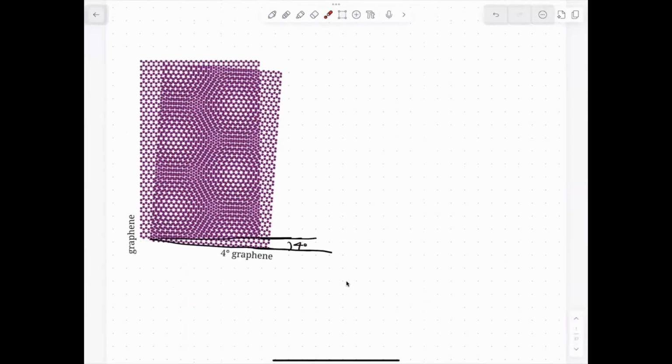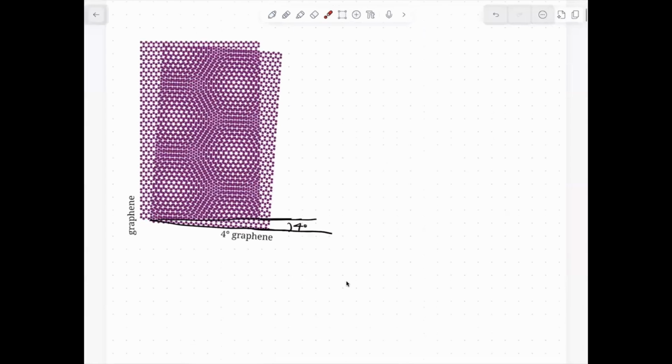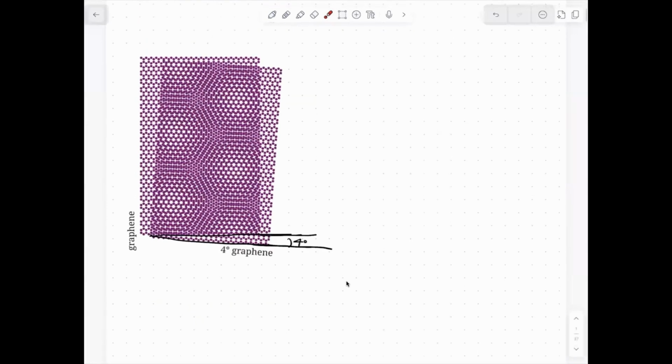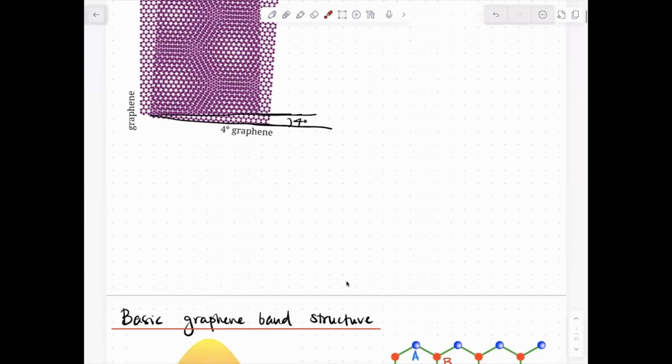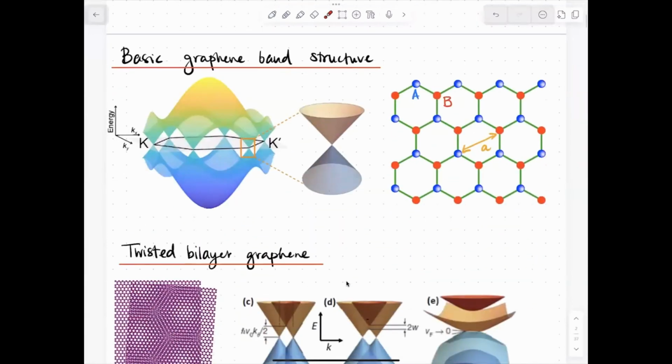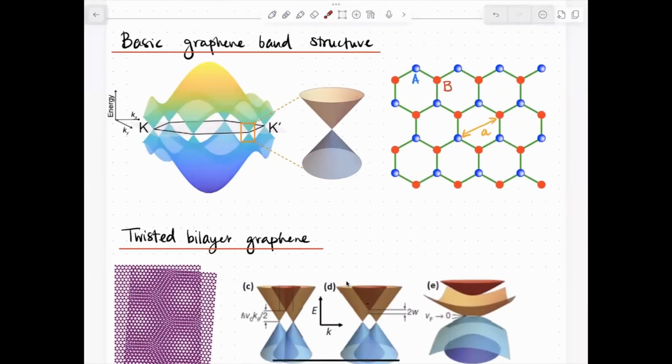So I guess you probably know that when we take two sheets of graphene and we twist them, we get this moiré pattern that I have shown up here. Of course, the basic band structure of graphene, this honeycomb lattice, has these Dirac cones. And it's not really surprising that when we put them on top of one another and twist, we wind up getting a different electronic structure than just these Dirac cones that I have here.